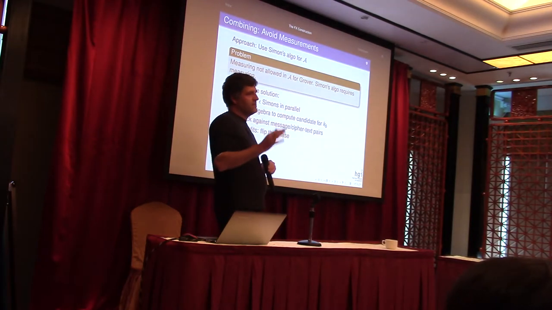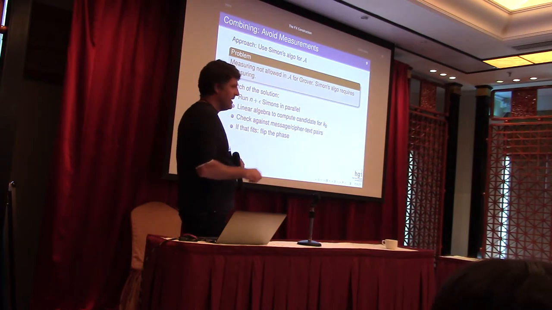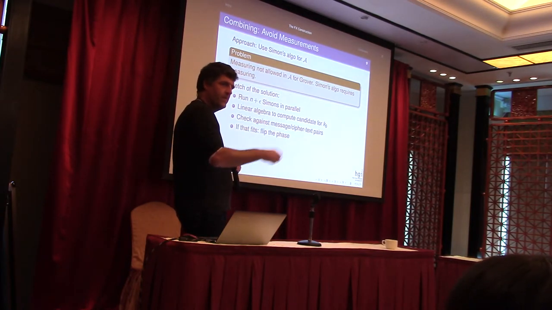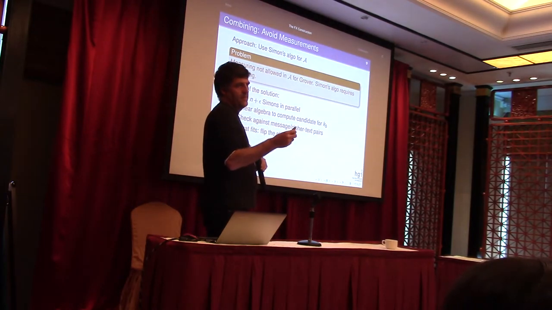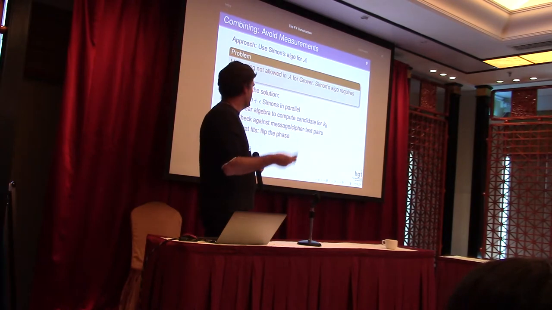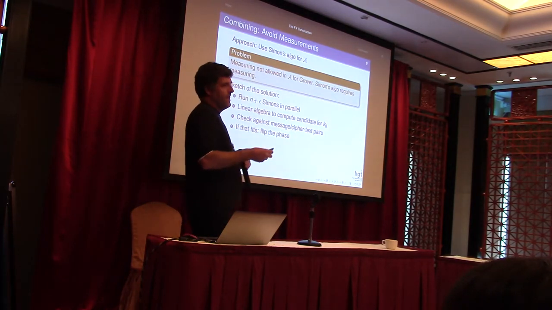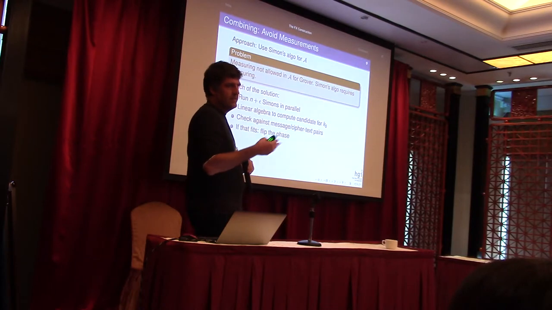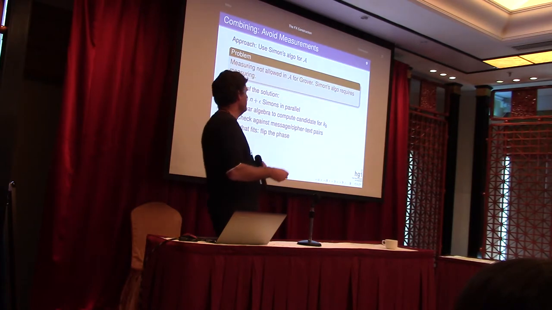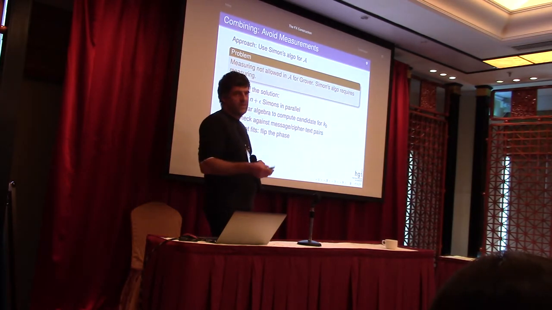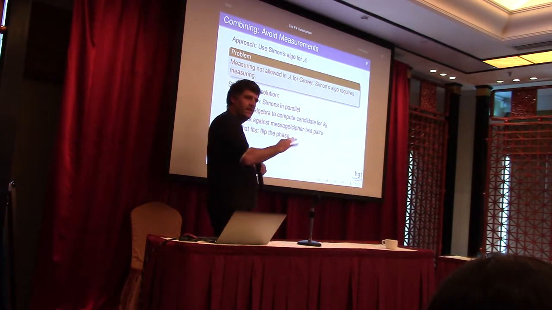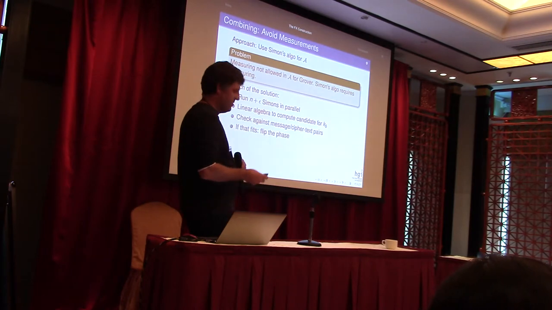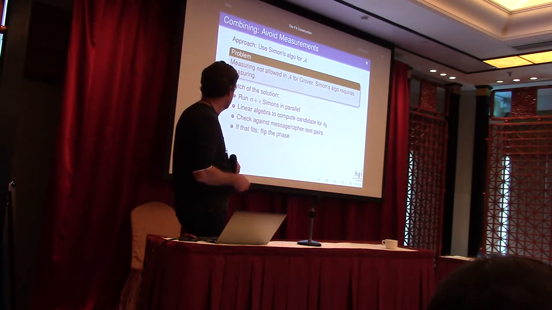The idea is also relatively straightforward. Remember, in Simon you run once and you get one linear equation in the key. So you have to repeat it n plus something times to get enough linear equations to solve it. Instead of doing this sequentially, as traditionally in Simon, we just do it in parallel. And then, again, you use linear algebra to compute this key k0, and then you can check against the plaintext-ciphertext pairs and flip the phase. So the basic idea is run it in parallel, and then you can combine.